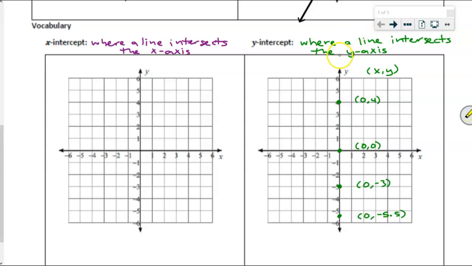What do you notice that they all have in common? Every single one of those. What do you notice? Ethan. The x is always 0. That's important to note, okay?